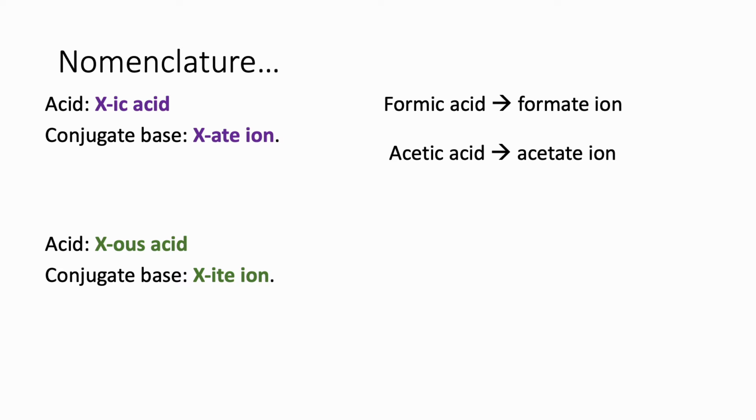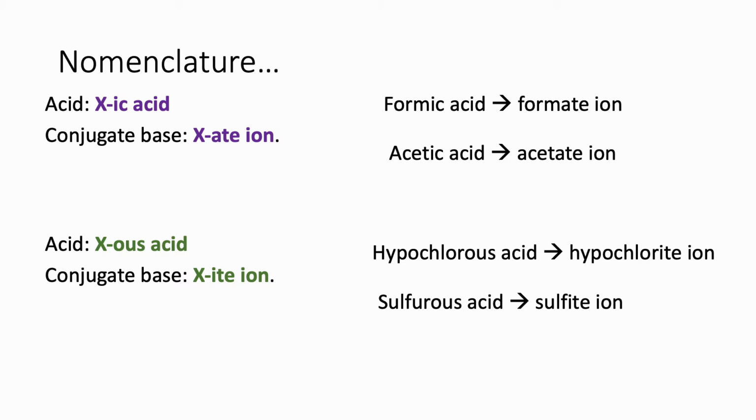Now, there are also acids that end in OUS, and those are going to have conjugate bases that end in ITE. Some examples are hypochlorous acid, which has a conjugate base that we call hypochlorite. Sulfurous acid, which is different than sulfuric, has a conjugate base that we call sulfite.